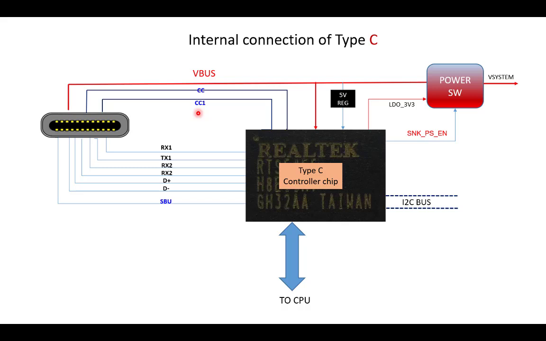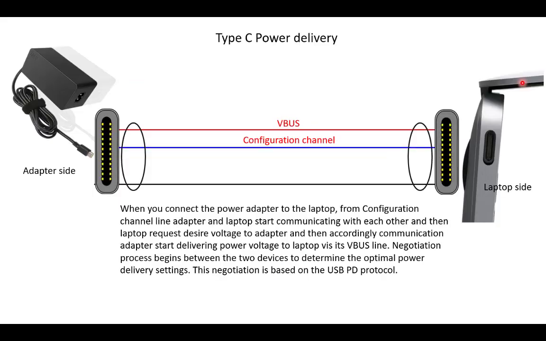The configuration channel is where these chips communicate with the external devices, or the external devices send data to these chips. That means deciding who is the receiver and who is the sender. Okay, so the power is coming from this connector and it goes inside the laptop. So in this way this interconnection works.